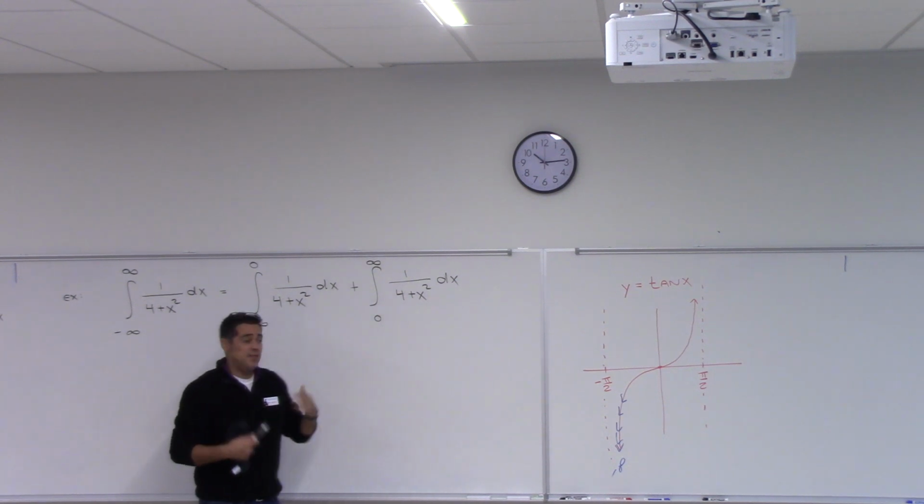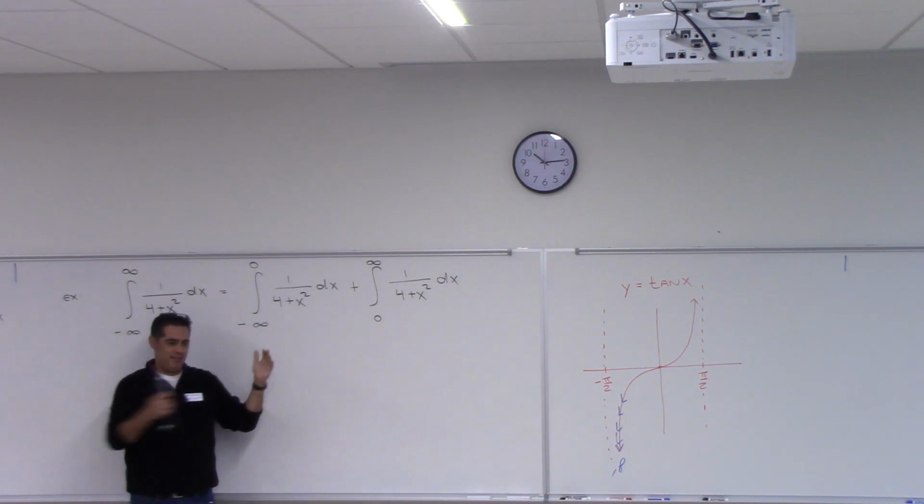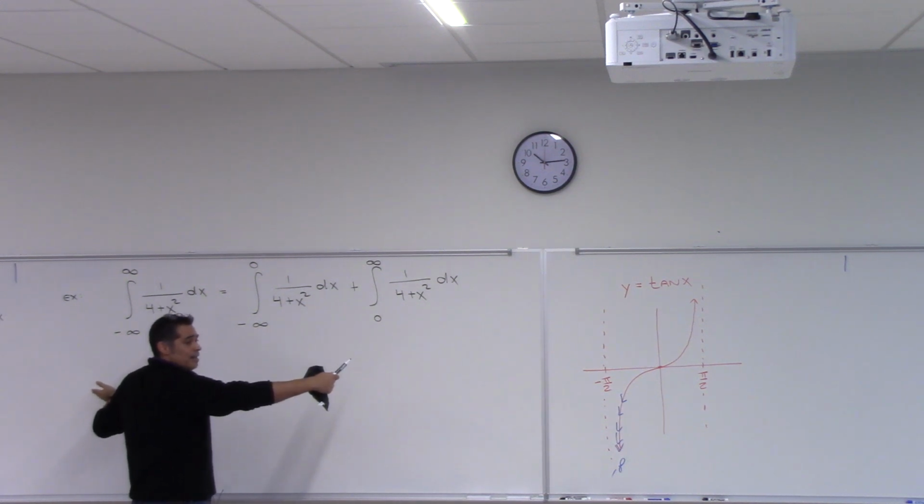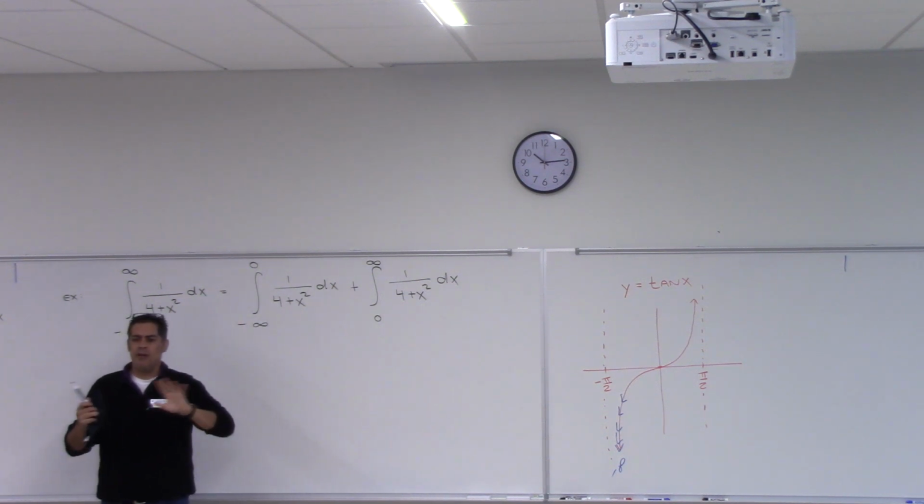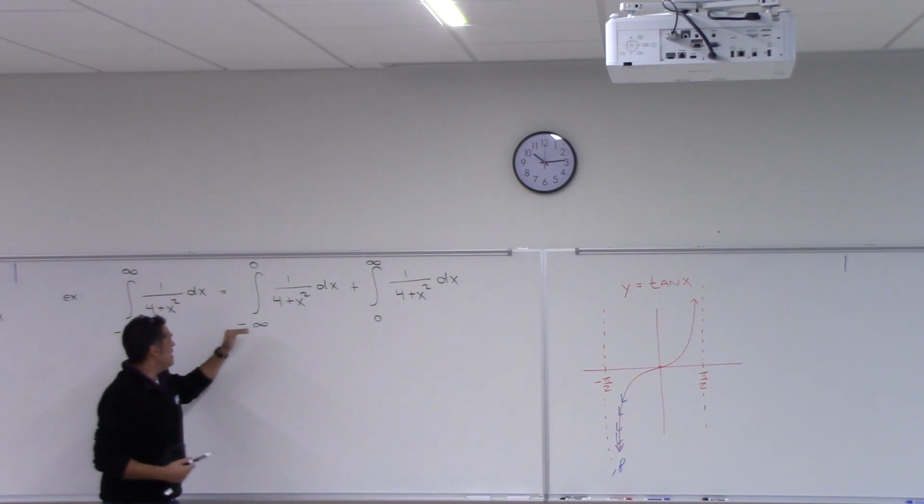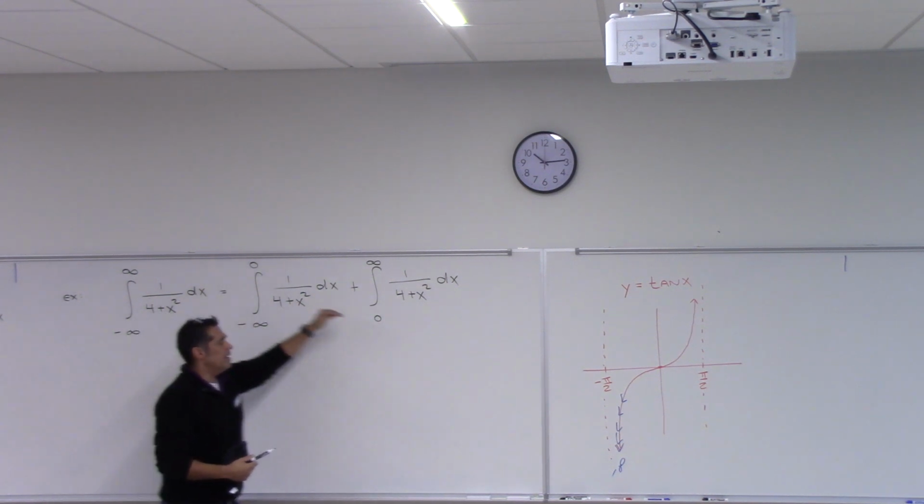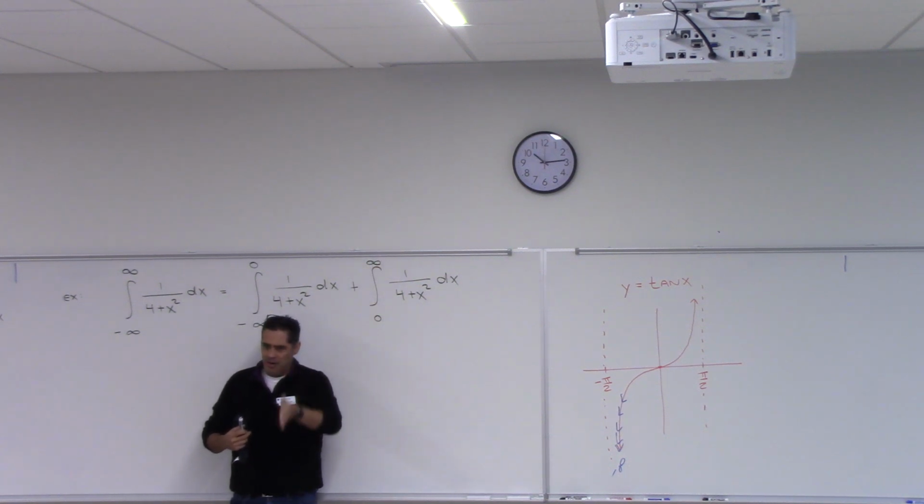Now, why did I pick 0? Well, 0 was a number between negative infinity and infinity, right? The symmetry I don't even care about, okay? I could have picked any number I wanted to. I could have gone from negative infinity to 2, and then 2 to infinity. But it just makes sense to go right in the middle, right?